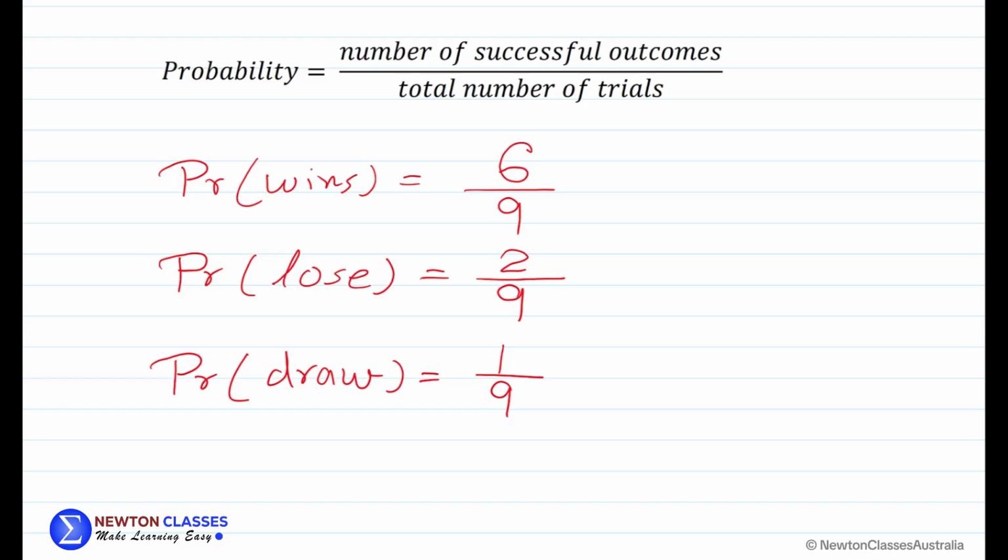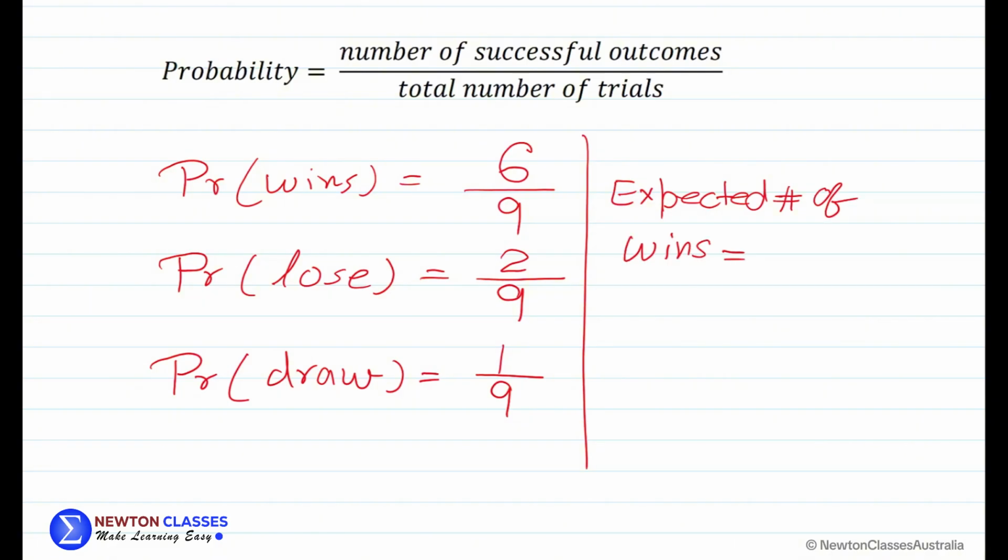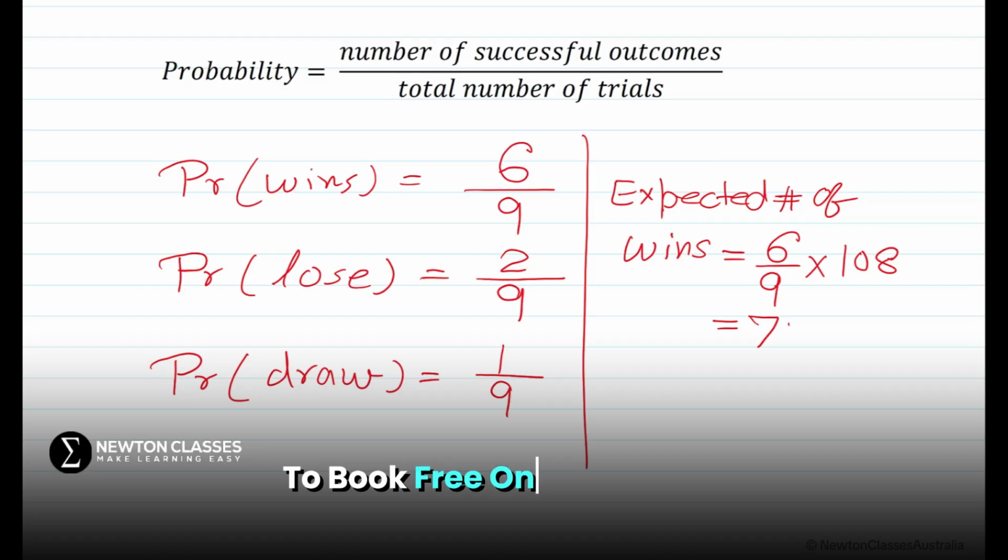Let us work out the experimental probability if the number of games is more. So we'll work out the expected number of wins. So let's start with wins. It will be how much? 6 over 9 times the total number of games Meera is going to play next year, which is 108. If we do a simple calculation, we get 72 times.